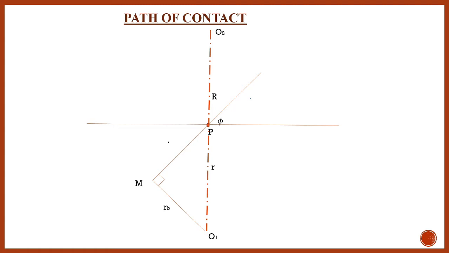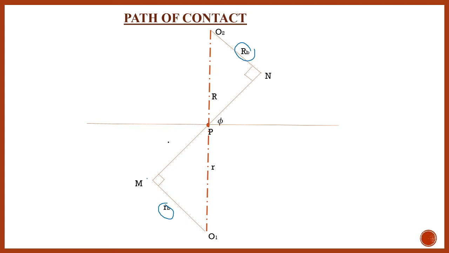I will mark the common normal. I will just draw one perpendicular line to this common normal. I will get the base circle radius. Again, I will draw the common normal. I will get the base circle radius of the driven gear. Okay. Now M and N.